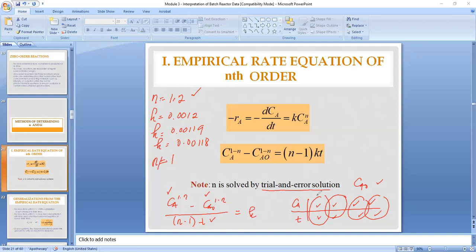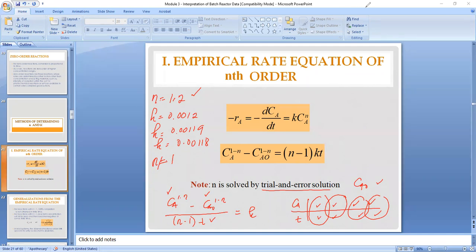That's the reason why it is said to be trial and error. However, the beauty of this particular process is you don't have to guess and test several equations. Here, you're just dealing with one particular equation in which you will substitute the value which you assumed initially for N.